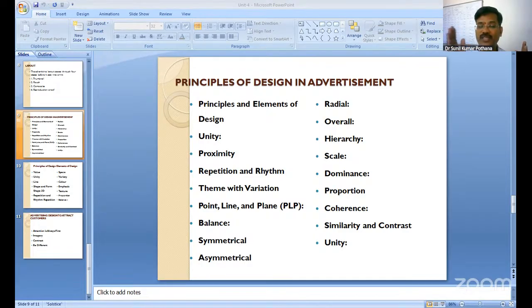Page advertisement. Sometimes we see in the newspaper only one logo will appear in the entire full page, and the small text appears in a corner. So what is happening here? That is a brand image.